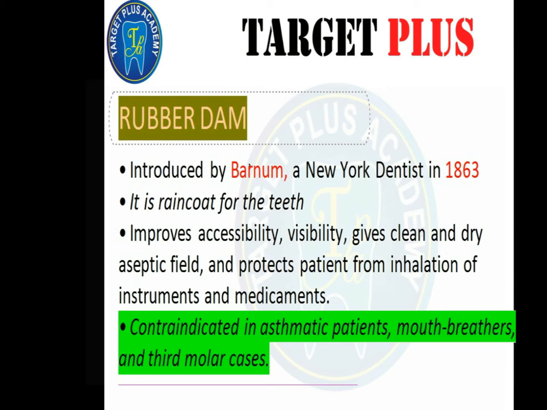The topic we are going to discuss is rubber dam. Now, the rubber dam was first of all introduced by Barnum, a New York dentist, in 1863. Now, it is important for your entrance exam. It was first introduced by Barnum in the year 1863. It is known as the raincoat for the teeth. It improves the accessibility, visibility, and gives a clean and dry aseptic field.